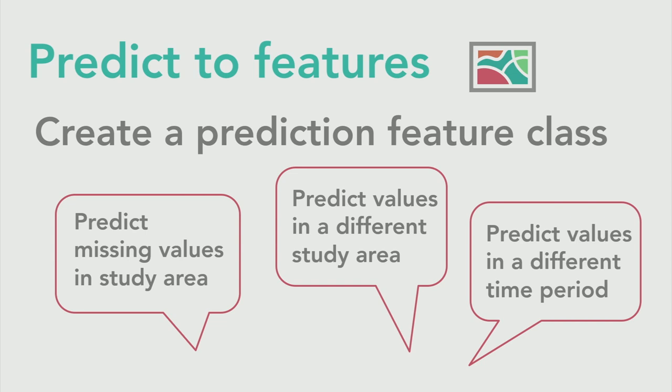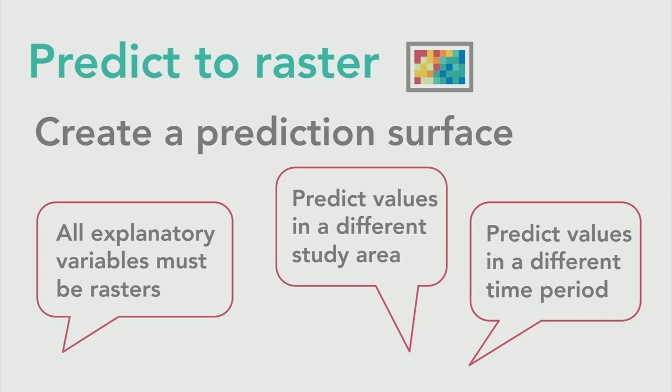Or you could predict to raster. So when you have all of your explanatory variables as rasters, then you can create a prediction surface. But in order to create the prediction surface, each one of your explanatory training variables has to be a raster, because in order for it to make a surface with cells, with pixels everywhere, then it needs explanatory pixels everywhere. So if you provide all rasters, you can output a raster surface. And again, you can predict values in a different study area or values in a different time period.